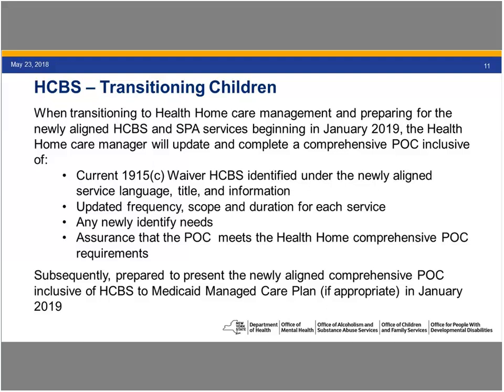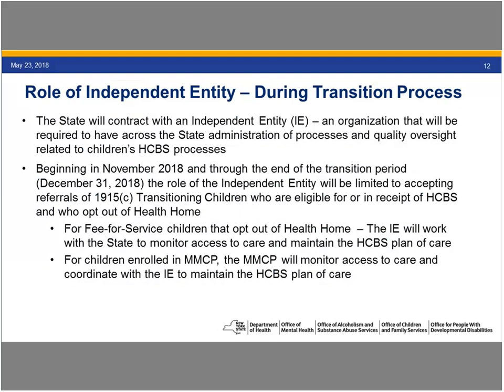So these are the 4 steps that you'll need to take after you transition your child between October and December. As you prepare the newly aligned comprehensive plan of care, it needs to be inclusive of the HCBS services, and if the child is enrolled in Medicaid managed care, then that transition will also happen in the beginning of January. So if you currently have a plan of care, you will transition it to the new language, and you will update your scope, your frequency, your duration, and any additional needs. Come January, if that child is enrolled in managed care, you will follow the managed care process that we will be outlining to get your plan of care with the managed care plan.